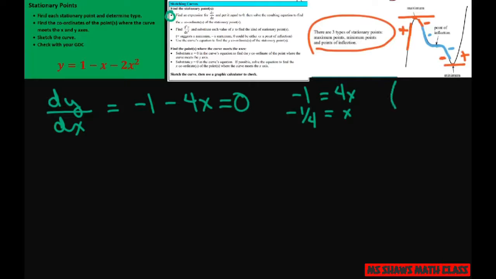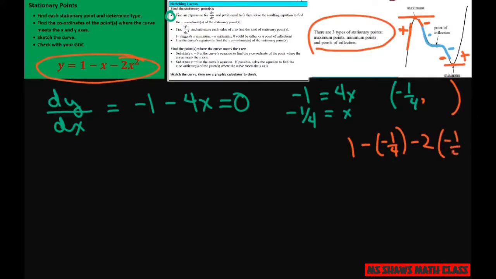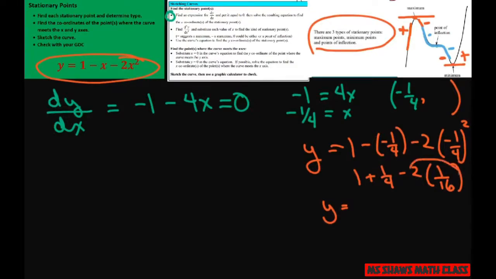Okay, so you have negative 1/4, and then we're going to plug that in to get our actual point. So let's plug that in here. So we're going to get 1 minus negative 1/4 minus 2 times negative 1/4 squared. And see what our y value would be. So that's going to be 1 plus 1/4 minus 2 times 1/16. This is going to be 1/8.